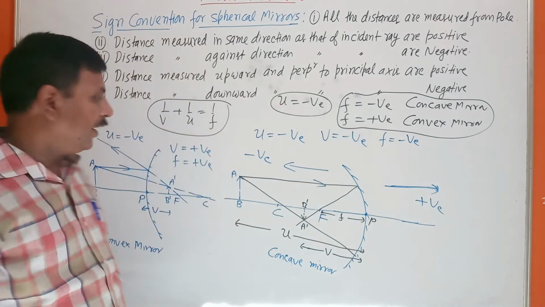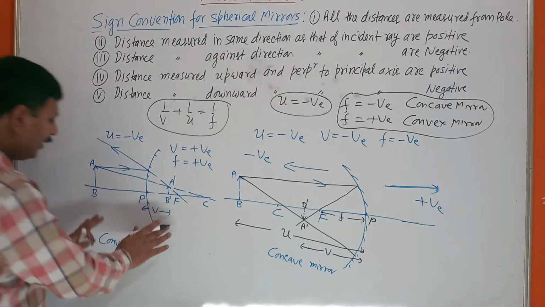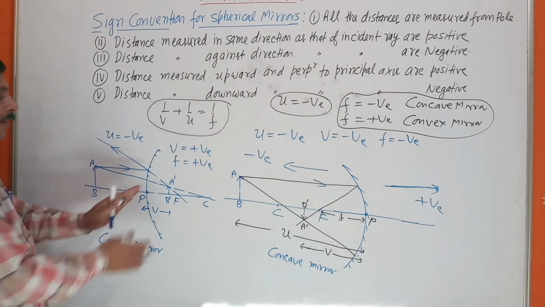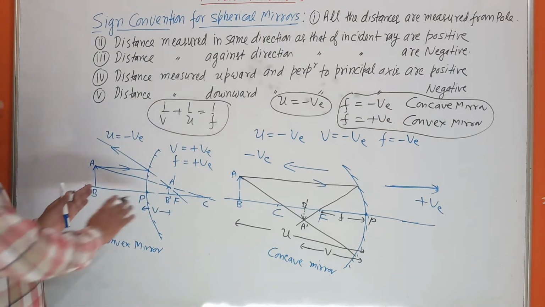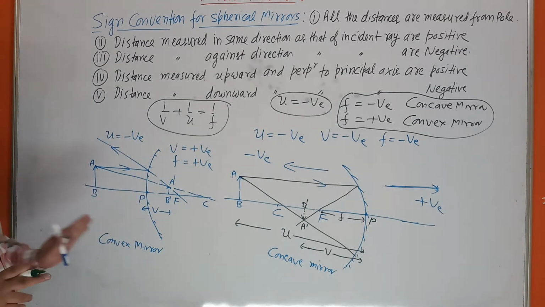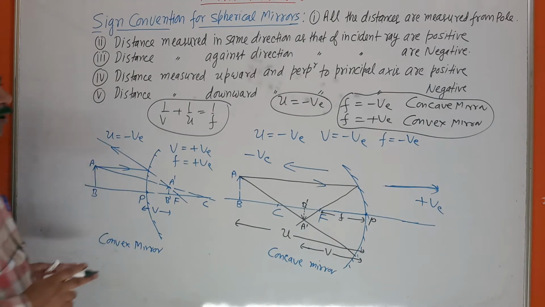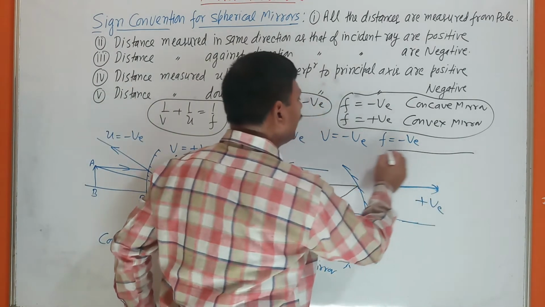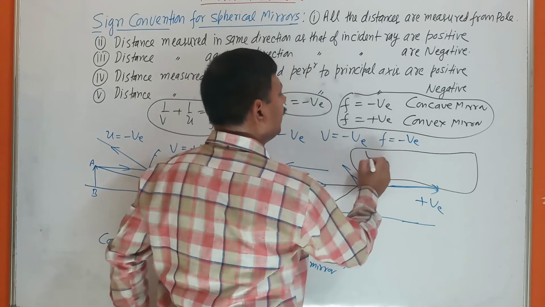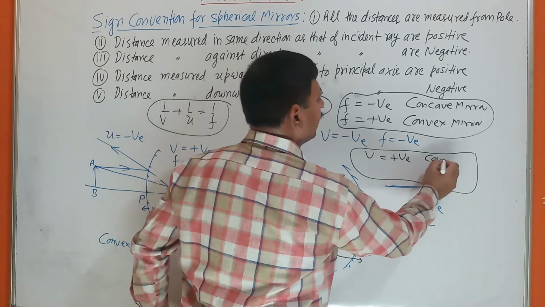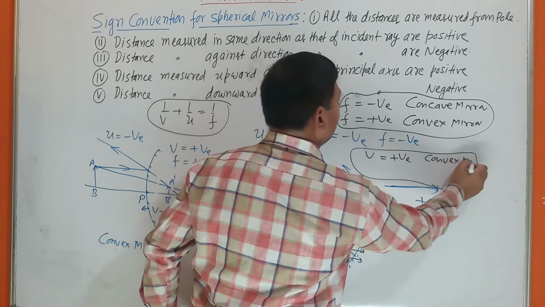In the case of v, in a convex mirror the image is always formed on the right hand side, a virtual image, always forming on the right hand side. So in the case of a convex mirror v will always be positive. The result for v will always come positive in the case of a convex mirror.